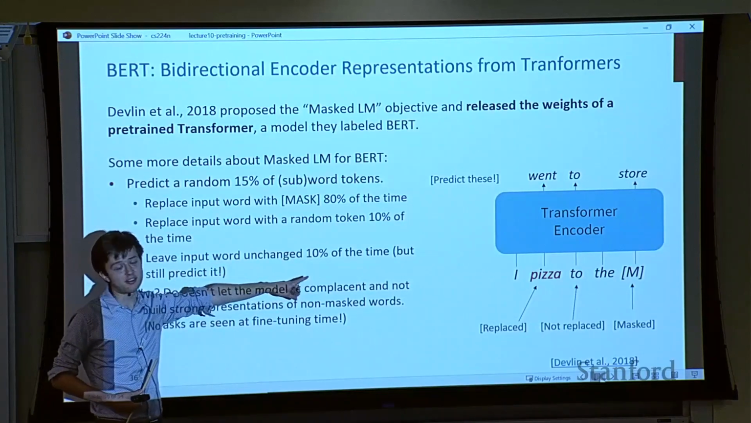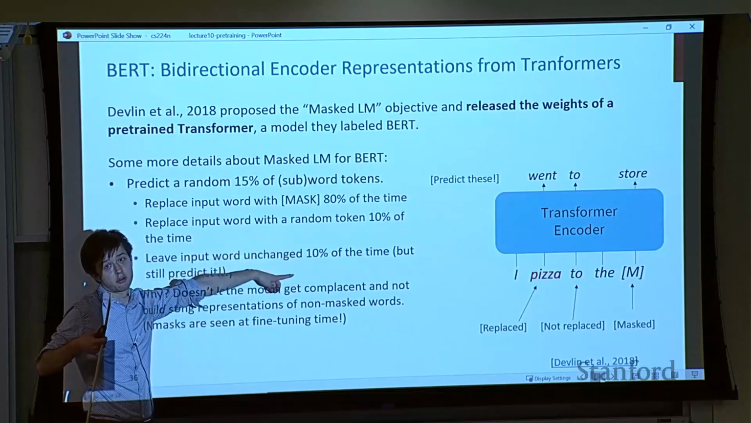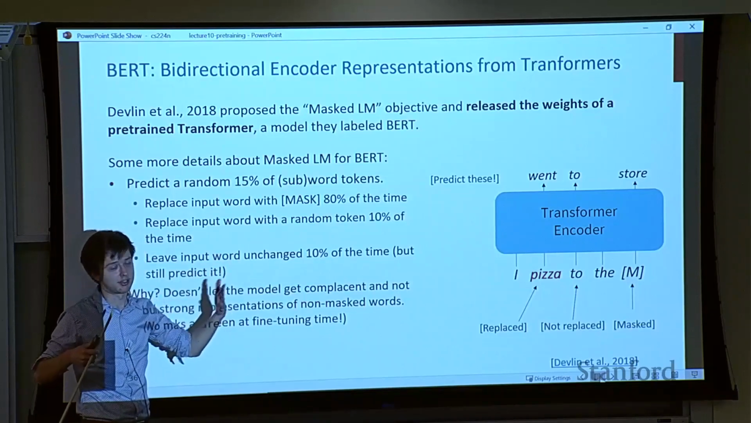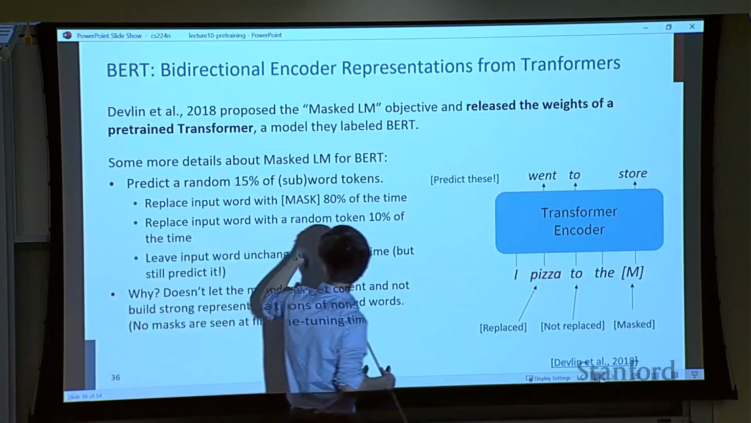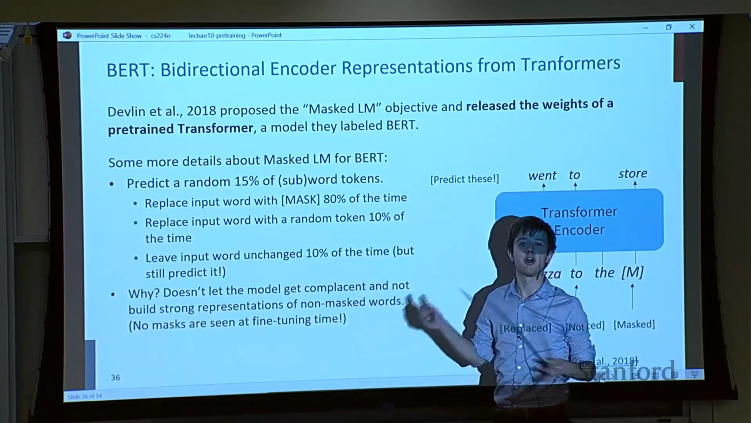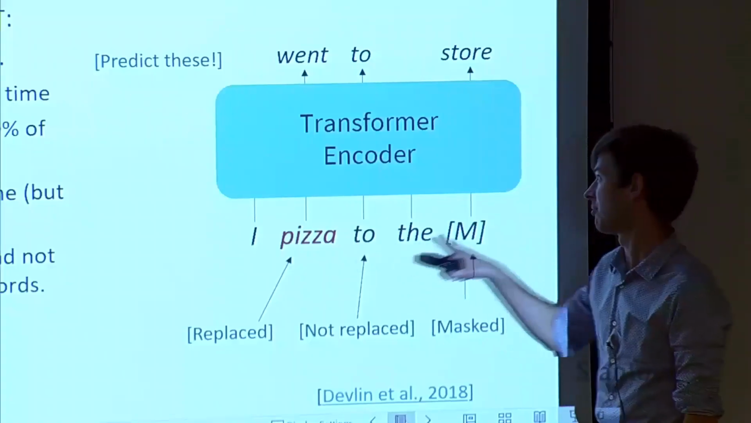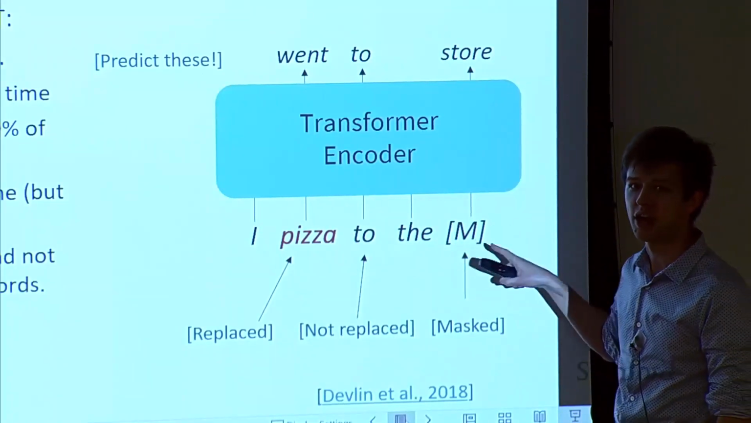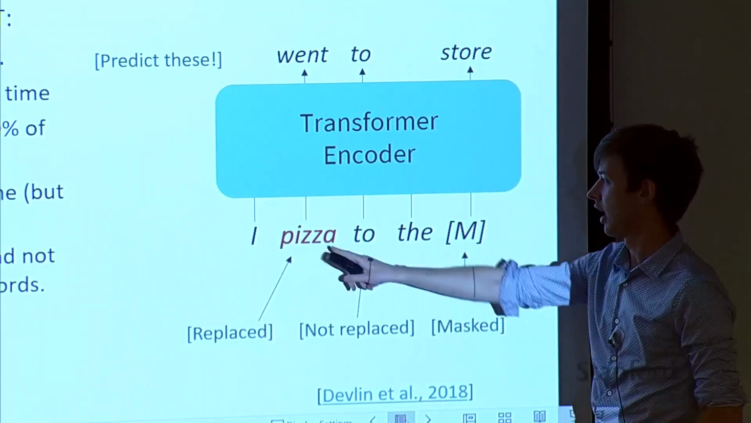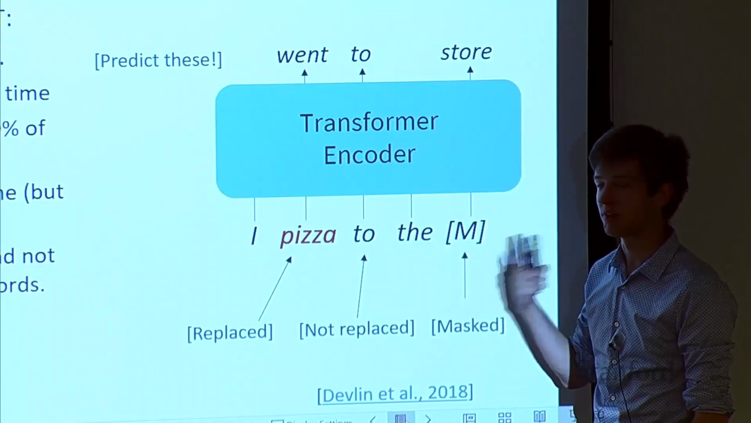So now, right, it sees a word. It could be a random token, or it could be unchanged. And if I see a mask, I know I need to predict it. So what these two things do is say, you have to be on your toes for every word in your representation. So here, I pizza to the mask, right? It turns out, and the model didn't know this, but it's getting 3 loss terms for this sentence. It only has 1 mask, but it's going to be penalized for predicting 3 different things.